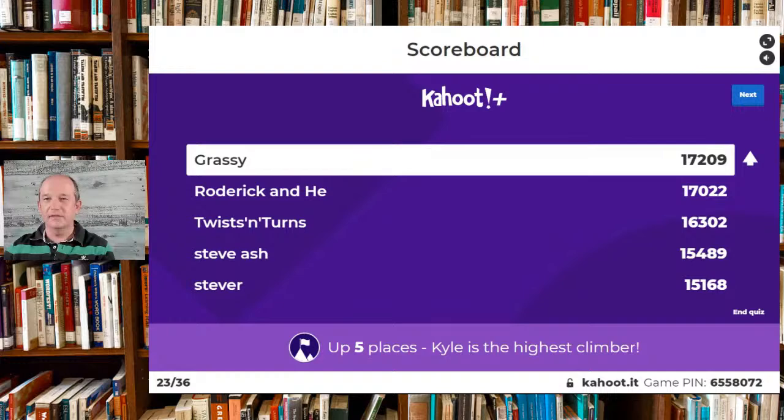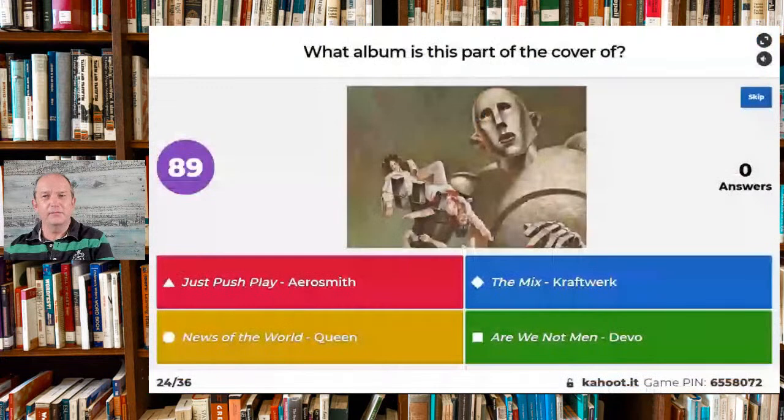Right. So Kyle, you're up five places as the highest climber. So that's well done. And Stephen, you're going to enjoy the next question, hopefully. So here we go. And what album is this part of the cover of? It's a significant part of it, but what album is that?